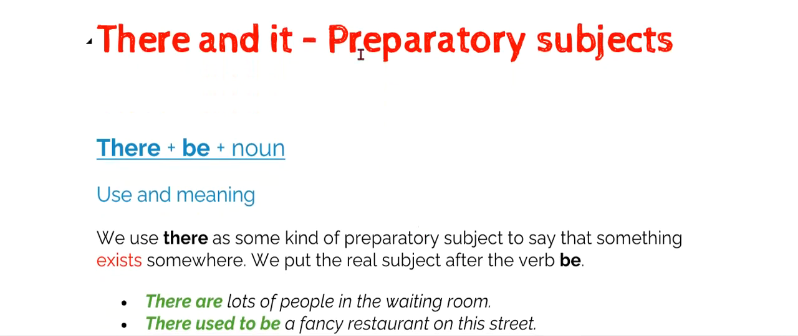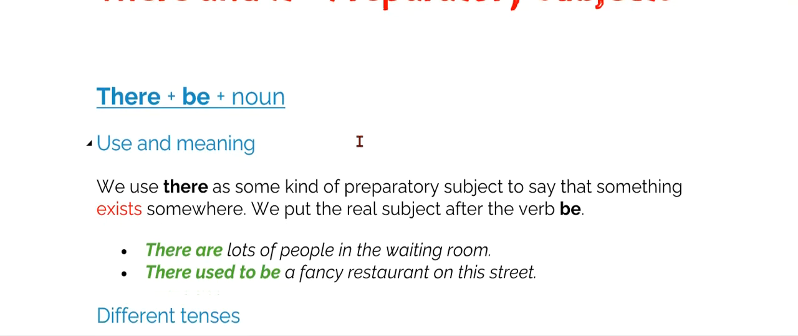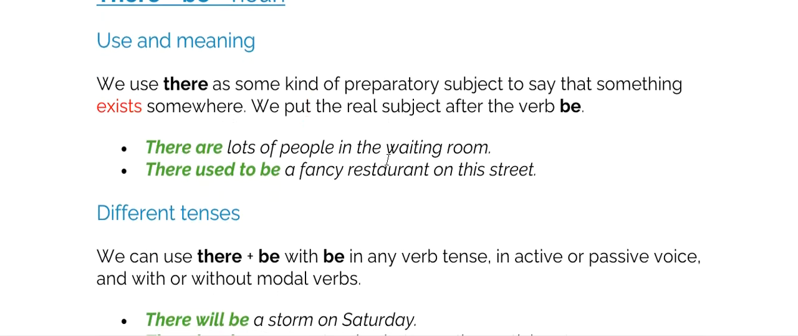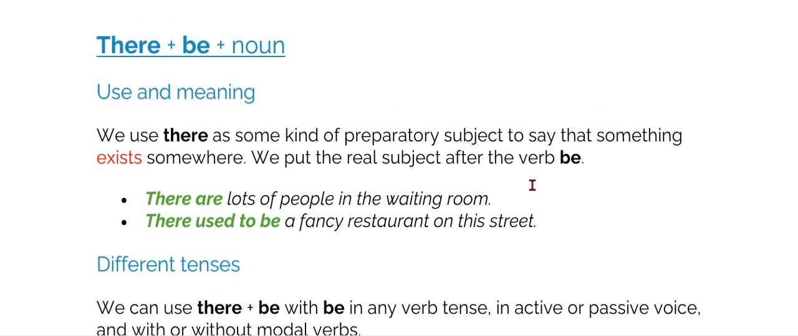So we can use there and it as preparatory subjects. We can use the structure there plus be plus noun. For example, there are lots of people in the waiting room. There used to be a fancy restaurant on this street. We use there in this structure, I mean, there plus be plus noun, to say that something exists somewhere.